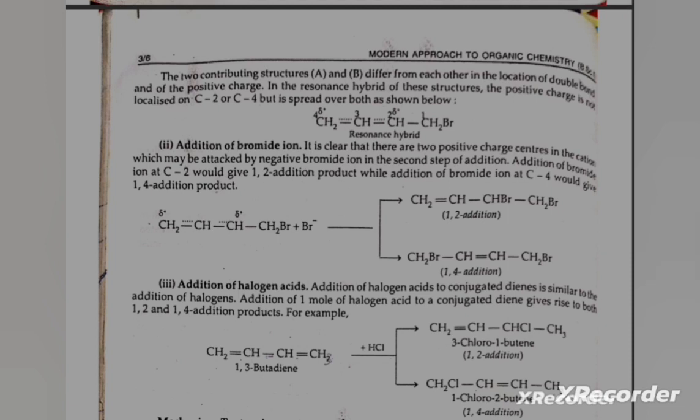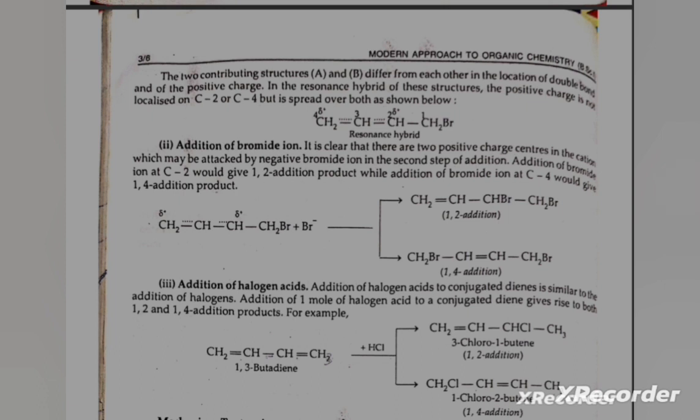Number 2. Addition of bromide ion. It is clear that there are two positive charge centers in the cation which may be attacked by the negative bromide ion in the second step of addition. Addition of bromide ion at C2 would give the 1,2 addition product, while addition of bromide ion at C4 would give the 1,4 addition product. Number 3. Addition of halogen acid.